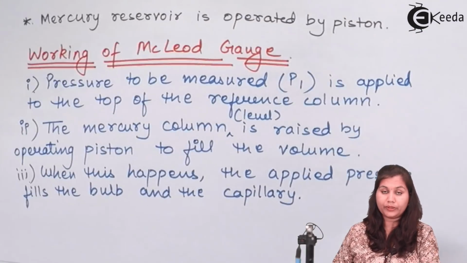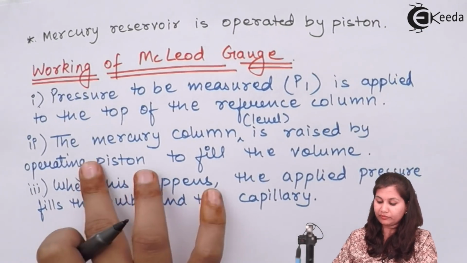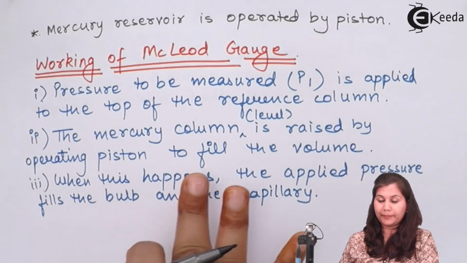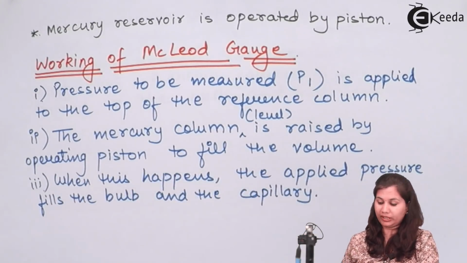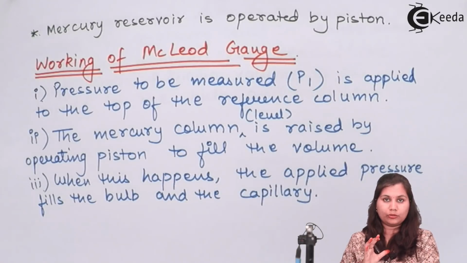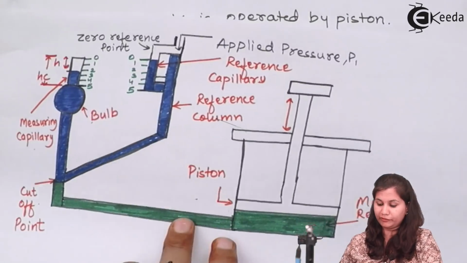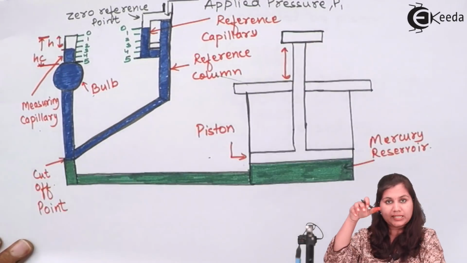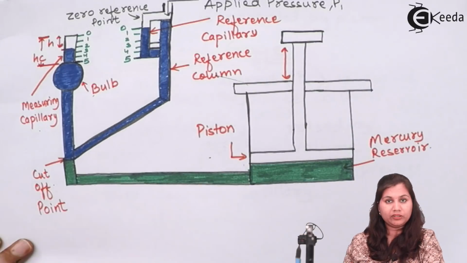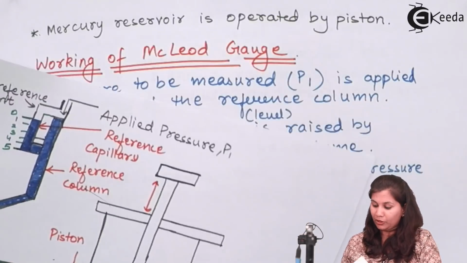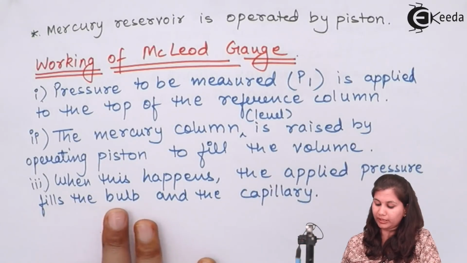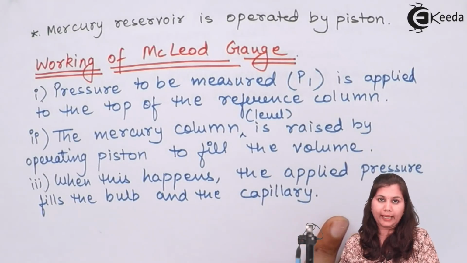So in the second step, what we have done is increase the level of the mercury by operating the piston, so that we can fill an amount of volume of the gas. An amount of gas can be filled in the bulb and the measuring capillary. So we are pressing the piston so that the mercury level is increasing. The third step is that when this happens, the applied pressure fills the bulb and the capillary.